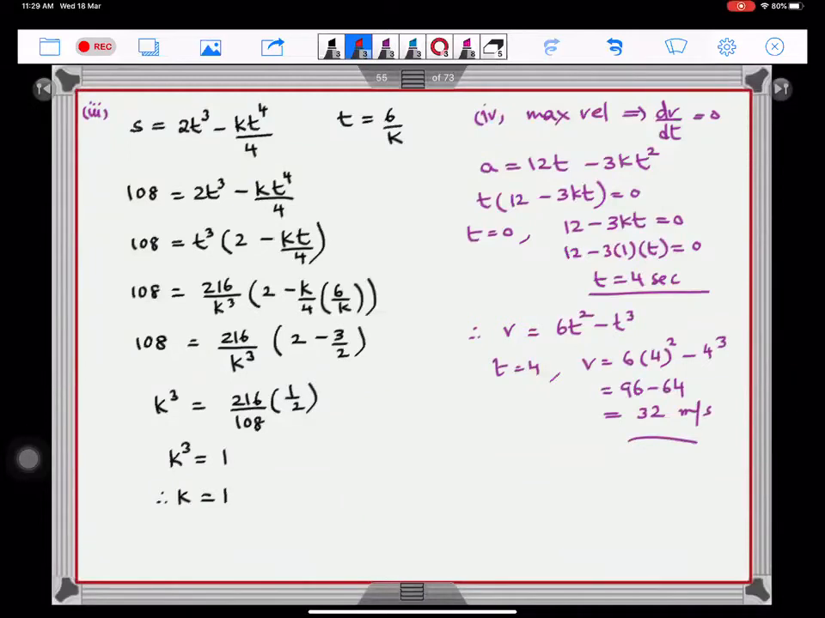We would discard 0 because that's the beginning of the journey. They are asking about when particle P is traveling from A to B. Therefore, the answer is 4 seconds. Plug in 4 seconds in the velocity equation. You find the value of V as 32 meters per second.